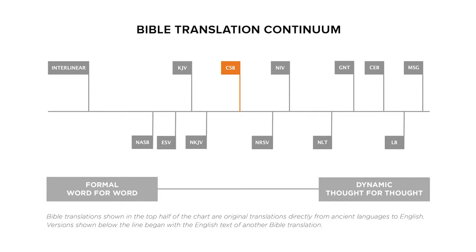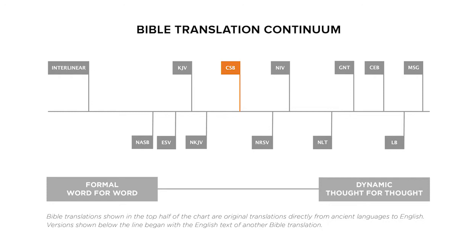So you see the translation continuum there on your screen. The most word for word is going to be your interlinear translation, and that's not really a translation actually. It's just basically the Greek with some English words underneath it. But on the complete other side of the spectrum, you see the Message paraphrase by Eugene Peterson. You've got the Living Bible, the Common English Bible.